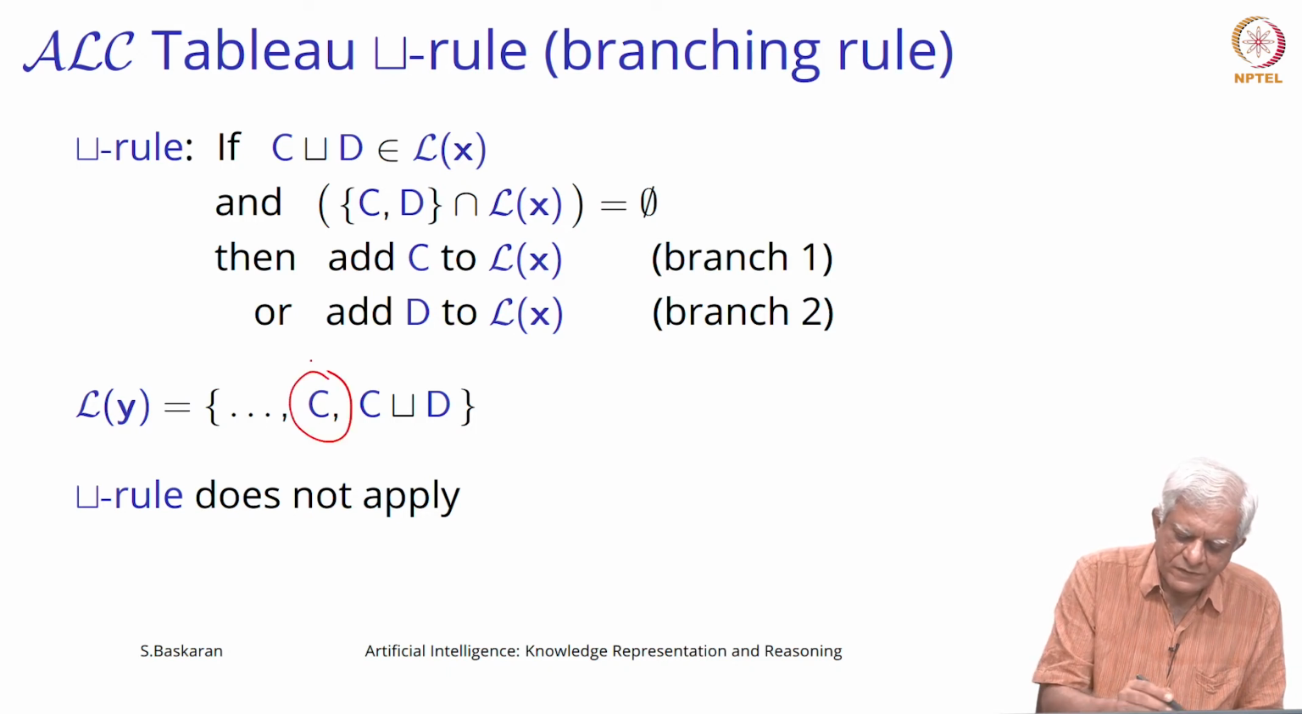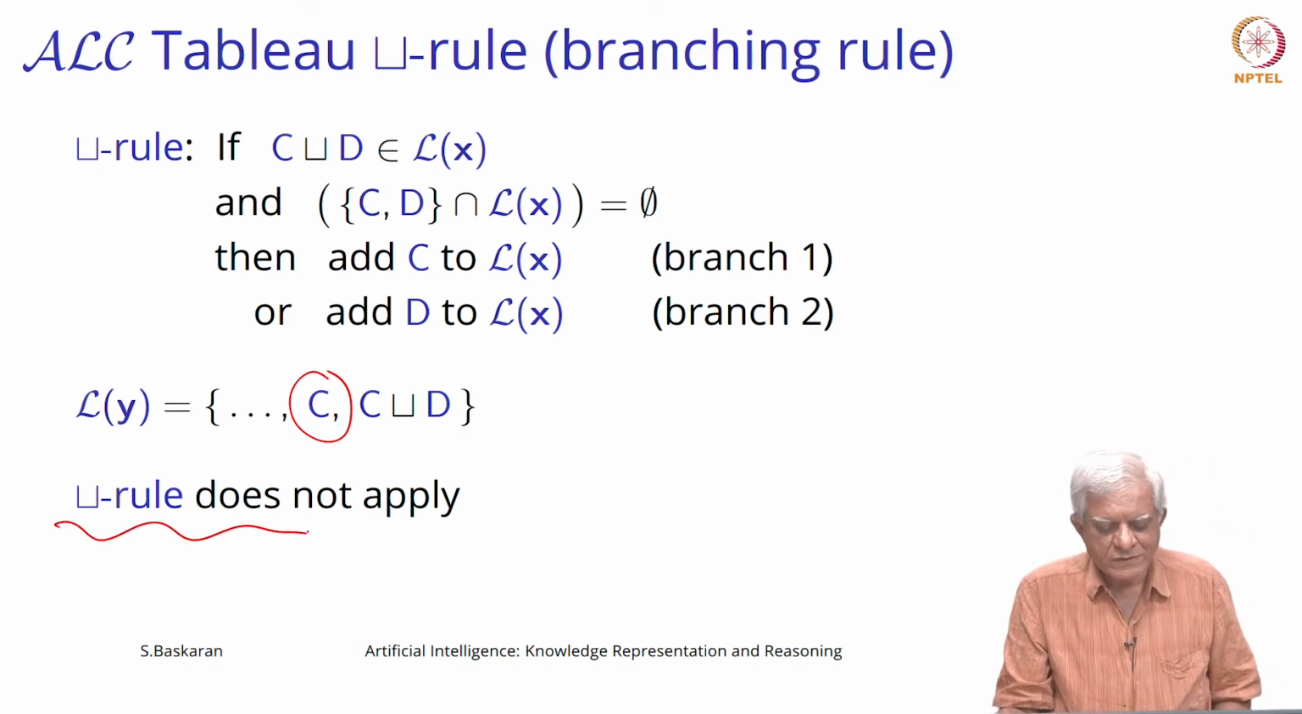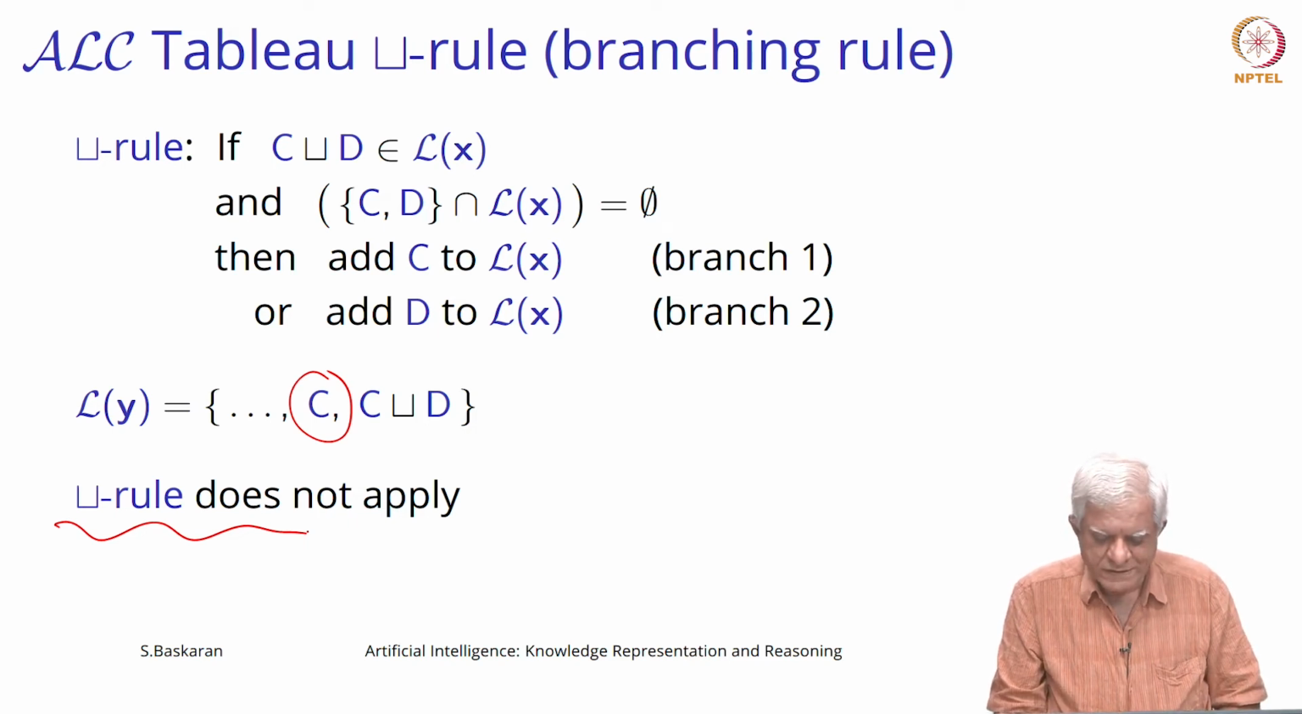If one of the two concepts is already there in the label set, then the union rule does not apply, because we already know that it belongs to C. So, that is enough to tell us that it belongs to C union D essentially.